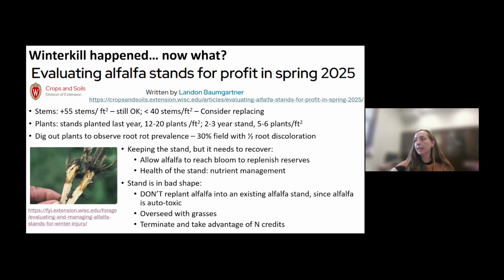If you're going to keep your stand, you can simply allow alfalfa to recover, so delay that first cut a little bit more. That's going to decrease the nutritive value, but it will allow you to keep that alfalfa stand. And make sure that you're managing alfalfa for success, so nutrient management is very important. If you are not going to keep that stand, remember alfalfa is autotoxic, so you cannot replant alfalfa into alfalfa. That's not an option. You can overseed it with grasses, or you can terminate your stand and make sure that you take advantage of those nitrogen credits.